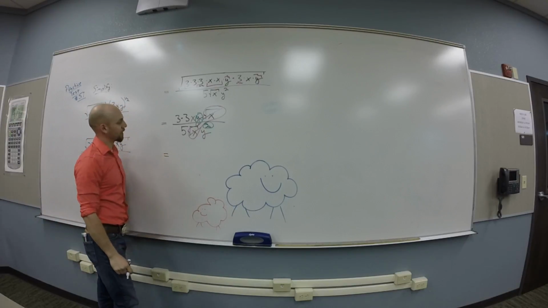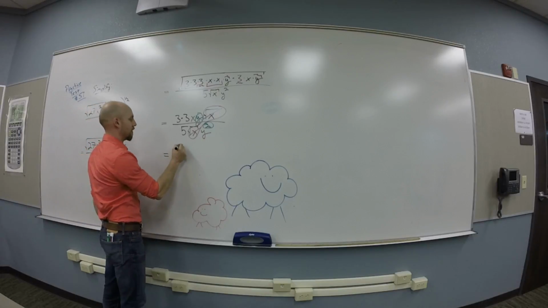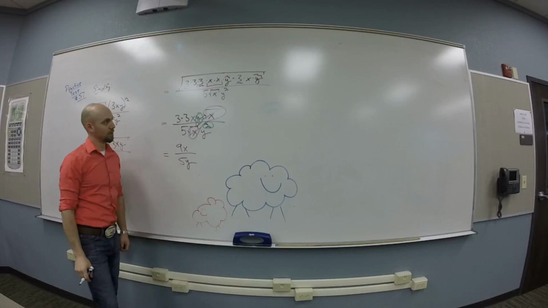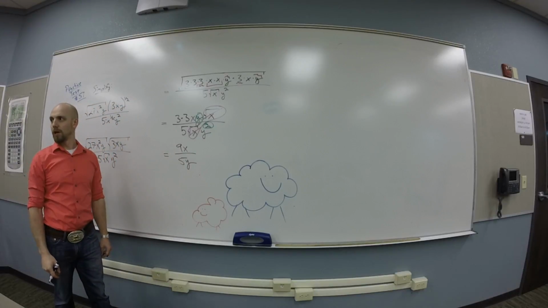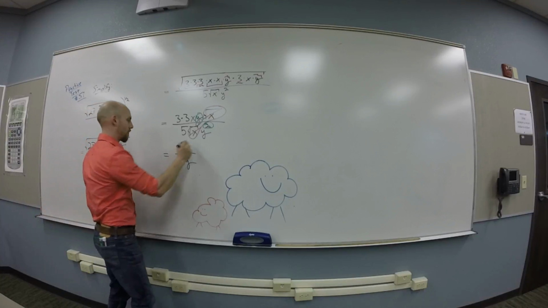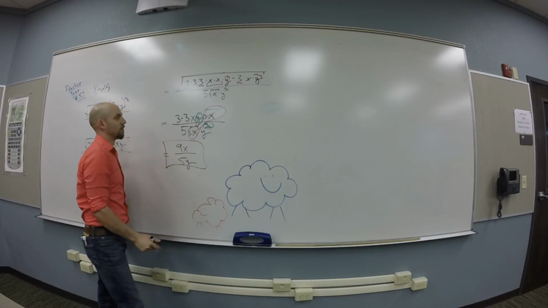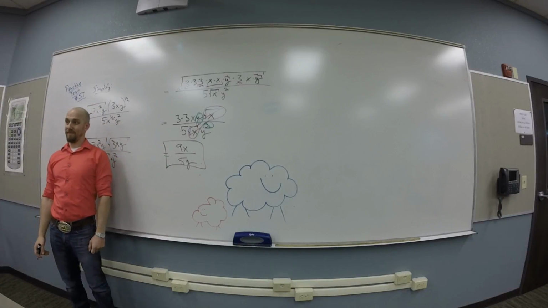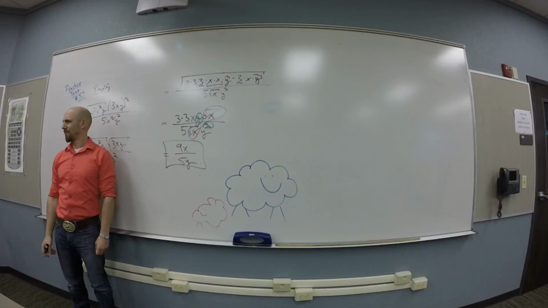So what have I got left on the top? 9x divided by 5y. Okay, 9x and 5y. So can I do any better than that? Probably not. Can't get 3 out of both. Okay, and then what should I be worried about here? Then 5y becomes 0.